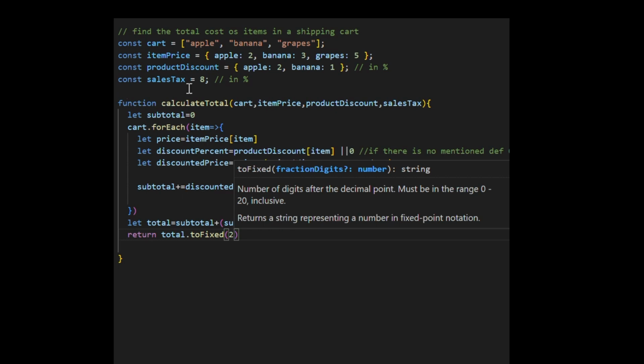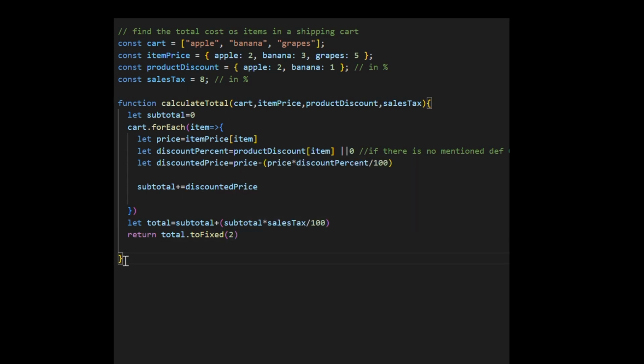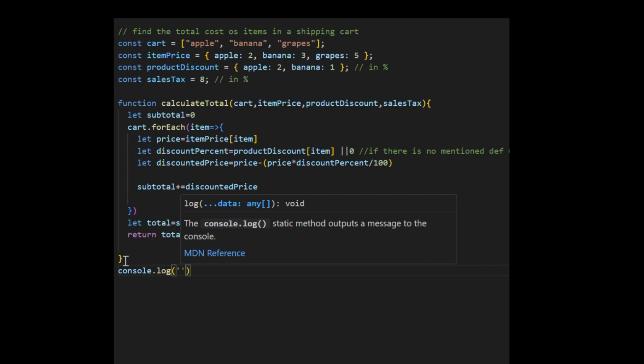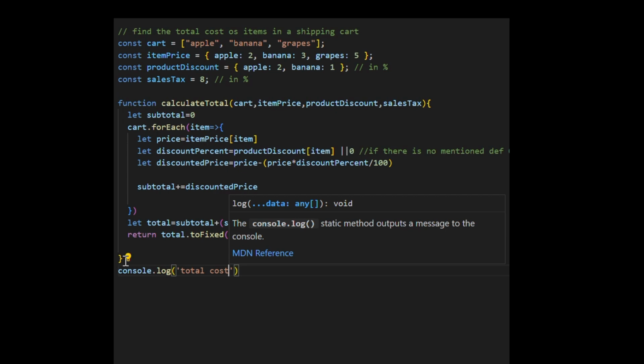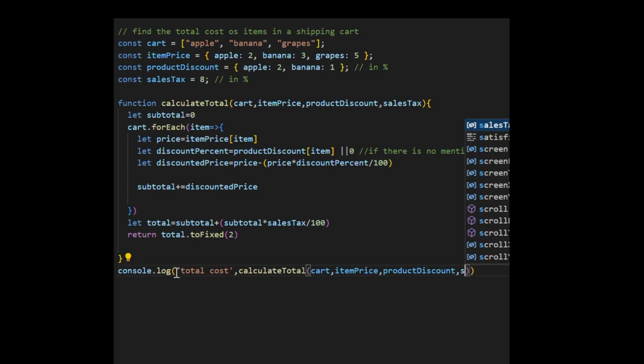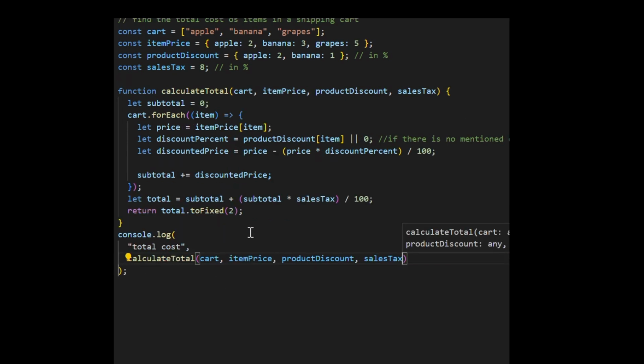So we have declared the function, but we have to call the function, right? So here I'm calling the function. Total cost, calculate total of cart item price, product discount, sales tax. So now shall we see whether our code is correct or not?